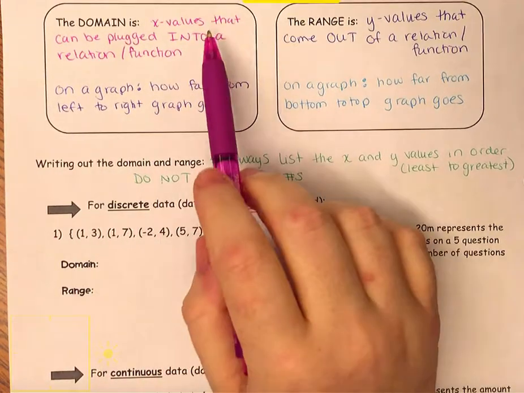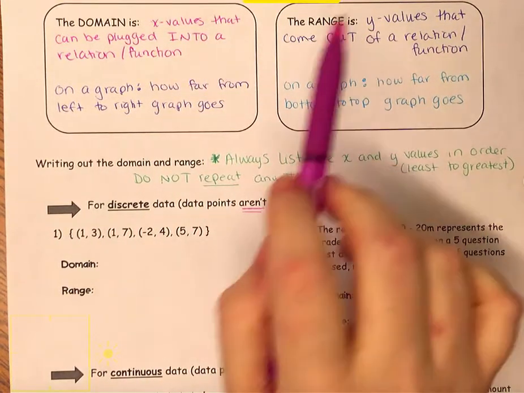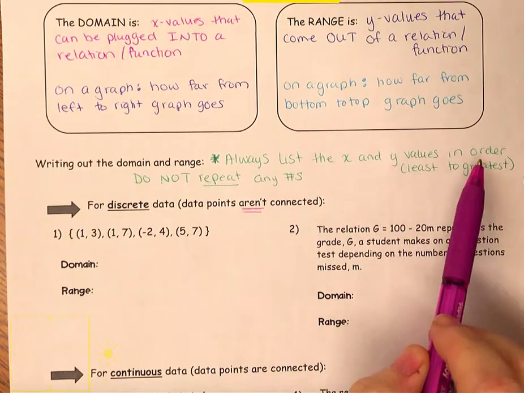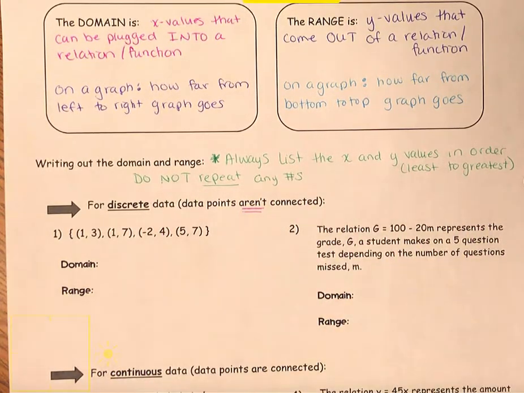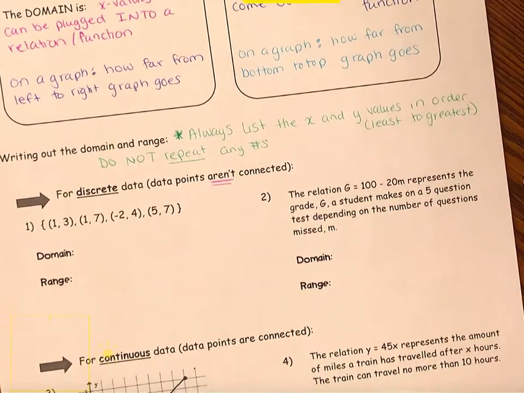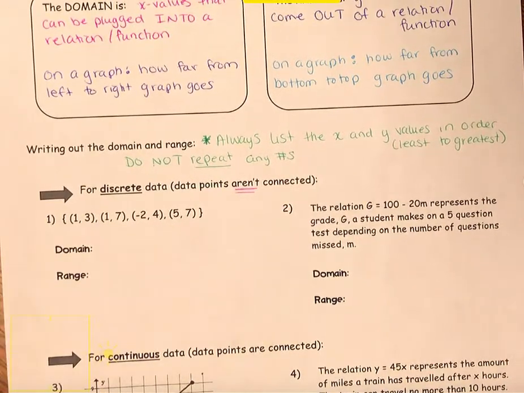Now remember, the domain are the x values and the range are the y values. We want to list out the x and the y values in order from least to greatest, but we want to make sure we don't repeat any numbers. Sometimes it's easier to write out the numbers that you have and then put them in numerical order so that you don't repeat any of them.